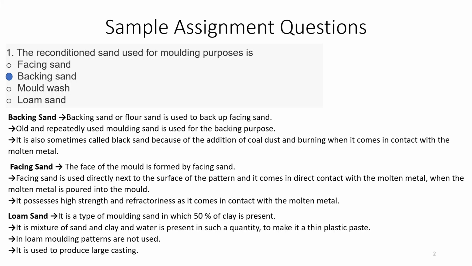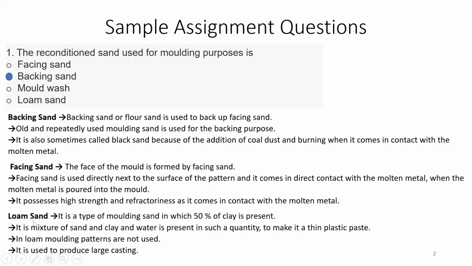It is old and repeatedly used molding sand, and it is also sometimes called black sand because of the addition of coal dust and burning when it comes in contact with the molten metal. Facing sand forms the face of the mold, and it is used directly next to the surface of the pattern. It comes in direct contact with the molten metal when the molten metal is poured into the mold. It possesses high strength and refractoriness as it comes in contact with the molten metal.